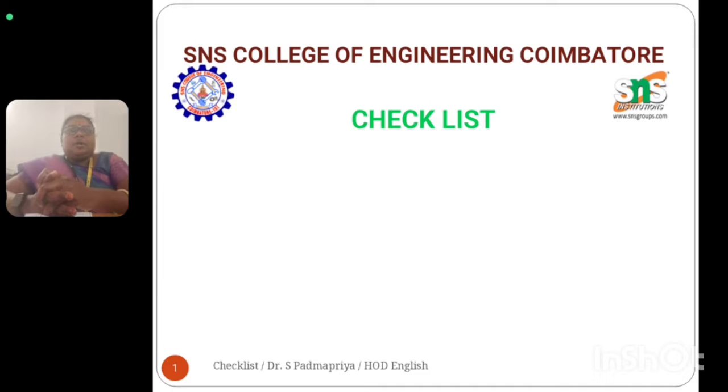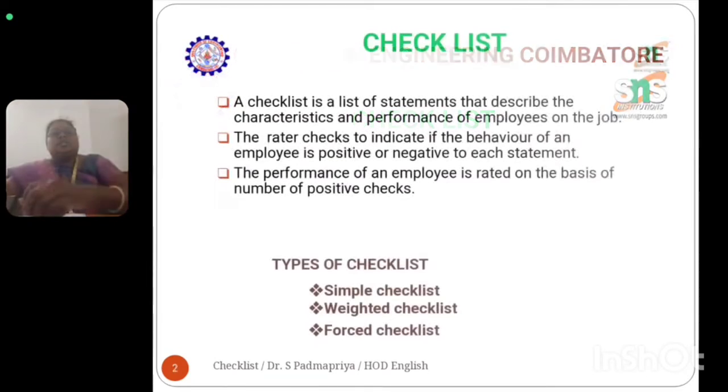For example, if you are planning to go for a trip to Ooty, we will be thinking of the things we will be carrying with us, or the things we are going to do, and we'll prepare a to-do list, or we will do a preparation list. So this part is called the checklist. We'll see this topic in detail.